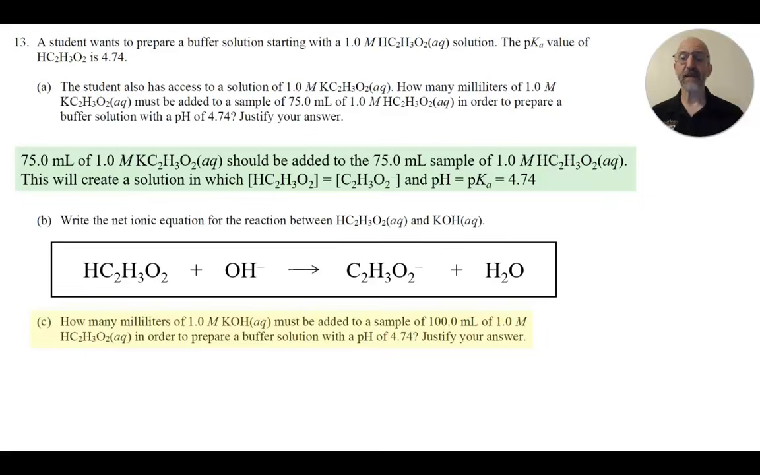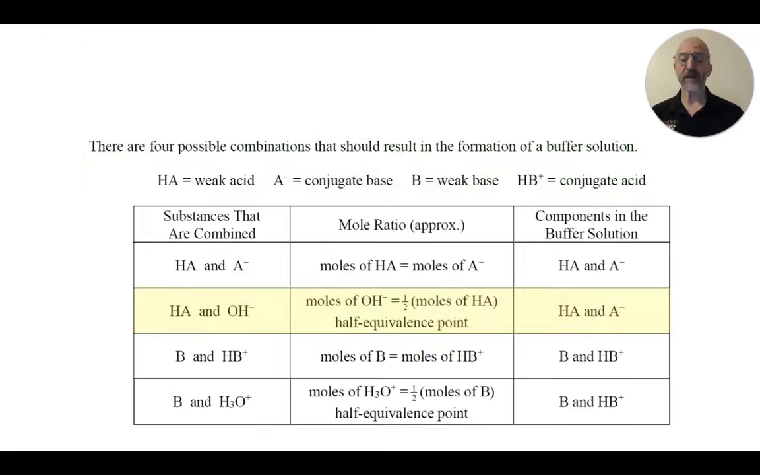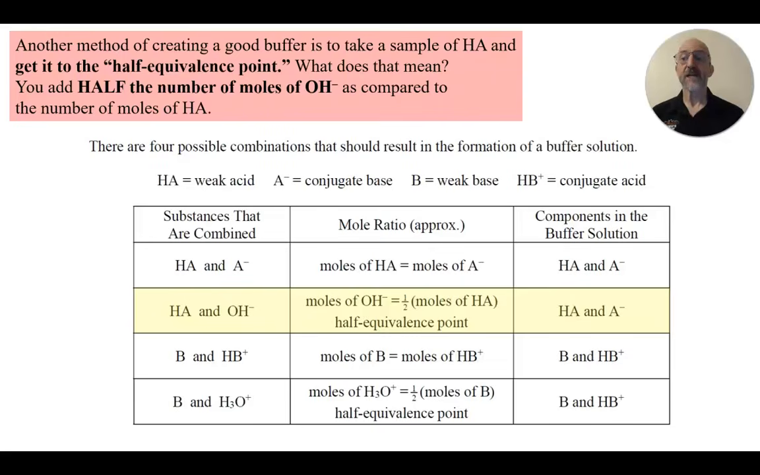So part C says, how many milliliters of 1 molar potassium hydroxide, the strong base, must be added to a sample of 100 milliliters of 1 molar acetic acid in order to prepare a buffer solution with a pH of 4.74? Justify your answer. So we're not going to add enough hydroxide to go all the way to the equivalence point. We're going to add enough hydroxide to get to the half equivalence point. So another method of creating a good buffer is to take a sample of the weak acid, or HA, and then get it to the half equivalence point.